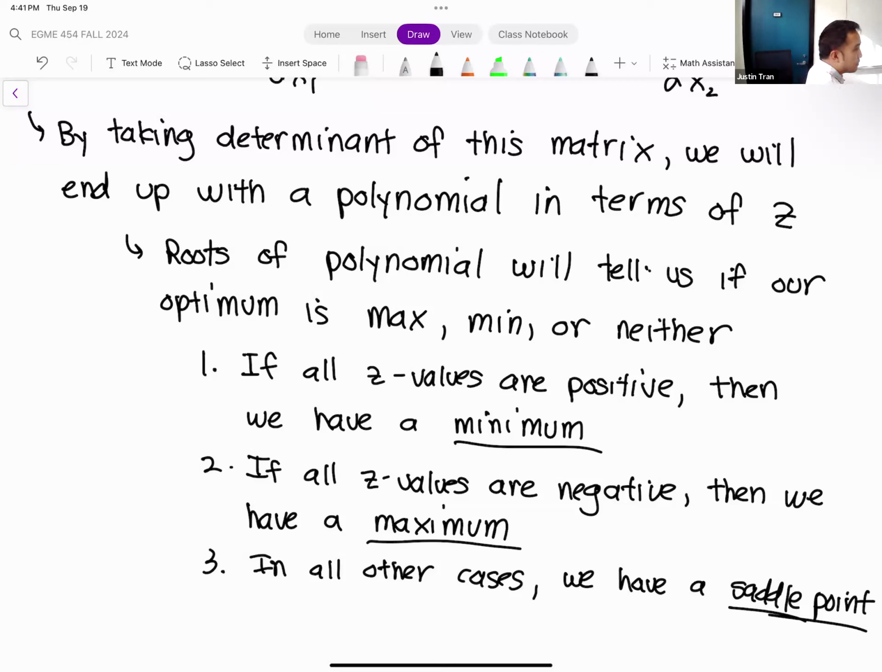For the z values you're talking about, you mean the roots of the z? Yeah, exactly. Got the roots of that problem. Any questions on this before we jump into an example?